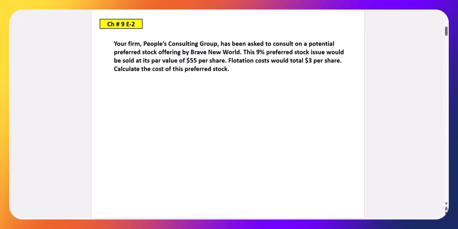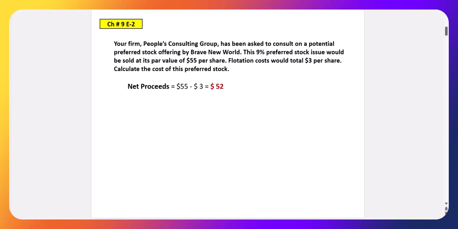Let's move on to exercise 2. Your firm, People's Consulting Group, has been asked to consult on a potential preferred stock offering by Brave New World. This 9% preferred stock would be sold at its par value of $55 per share. Flotation cost would total $3 per share. Calculate the cost of this preferred stock.